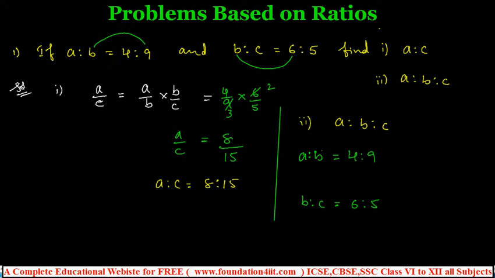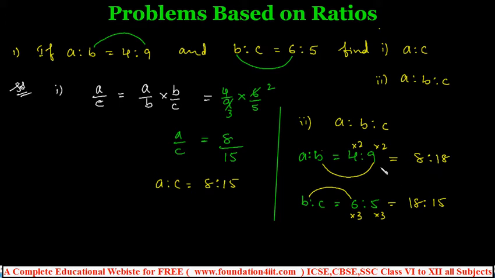Now what we should do: here B value is 9, there B value is 6, because B is the only common one between them in A is to B is to C. If you multiply any number, you should multiply both places, antecedent and consequent. I need 9 to become 18, so I should multiply by 2. That becomes 8 is to 18. And 6 needs to become 18, so multiply by 3, the same 3 for the other term also. 6 into 3 is 18 and 5 into 3 is 15.